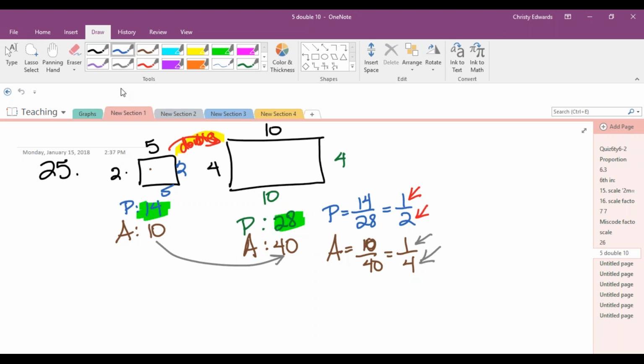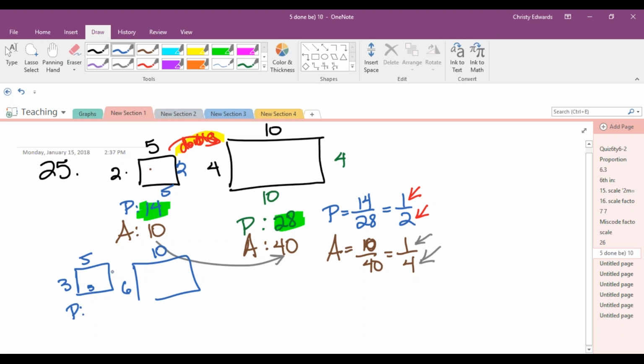Now, they give you a second scenario where you have a 3 by 5 rectangle and a 6 by 10. And it asks you to make a guess if this one has a perimeter of 16. From this information, make a guess at what this one's perimeter would be without actually doing the math. Well, what does this tell you that perimeters do when you double the rectangle?